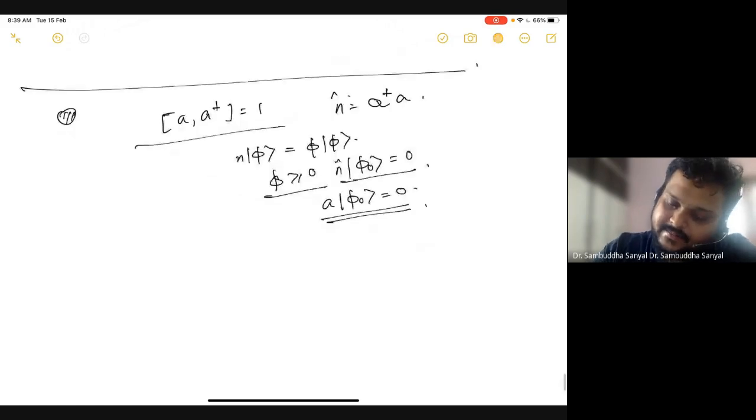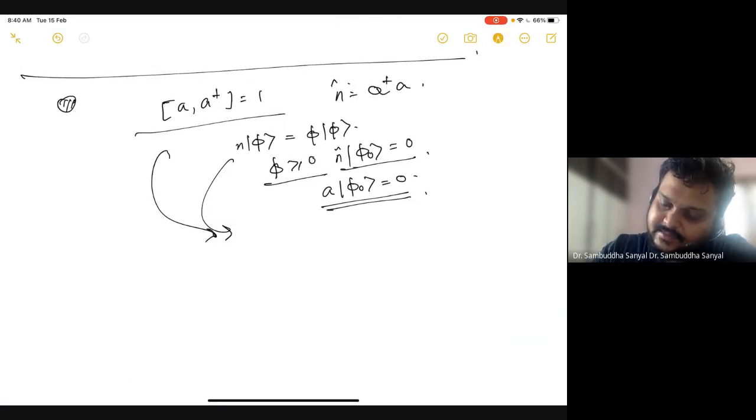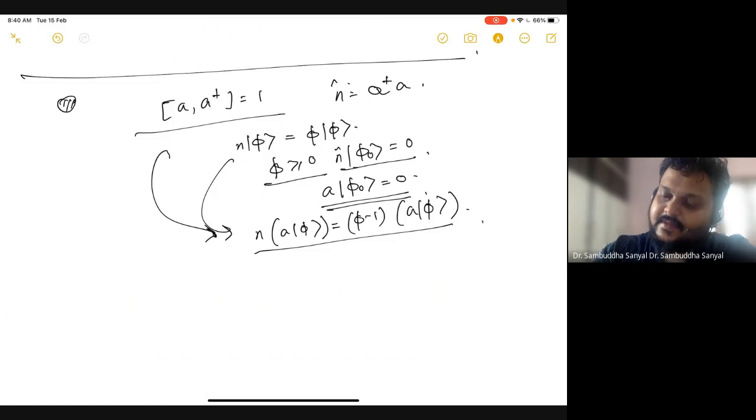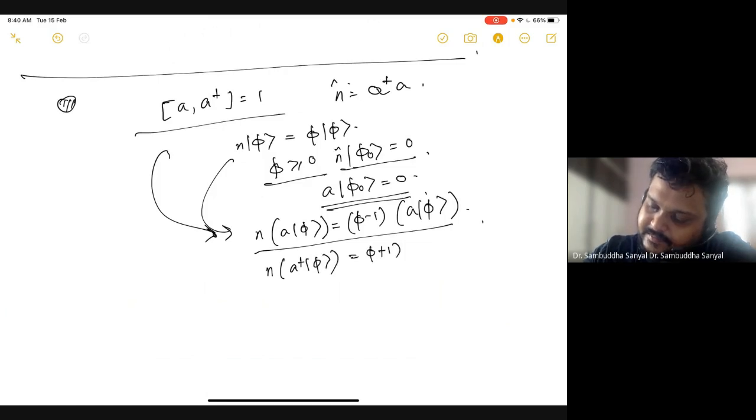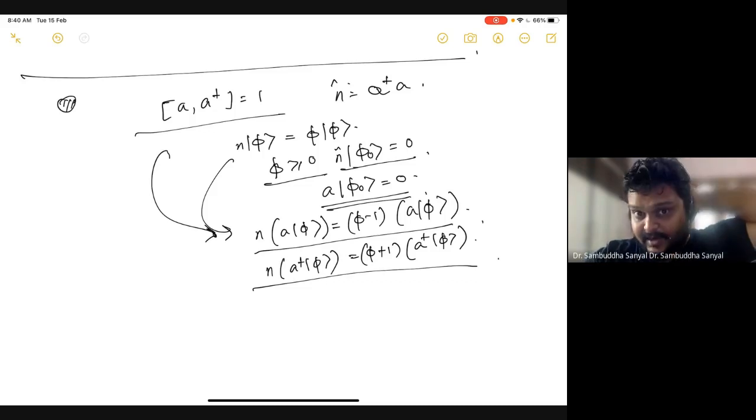Okay. And similarly, using a combination of these two, we found that n A phi must be phi minus 1 times A phi. This is all we did so far. And similarly for A dagger phi. Okay. So now let's argue what kind of properties this operator should have.